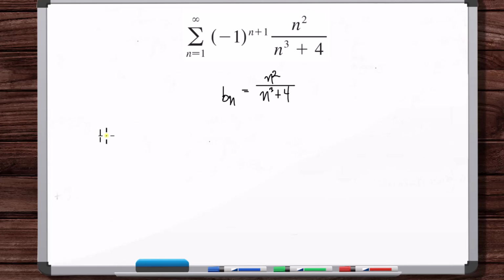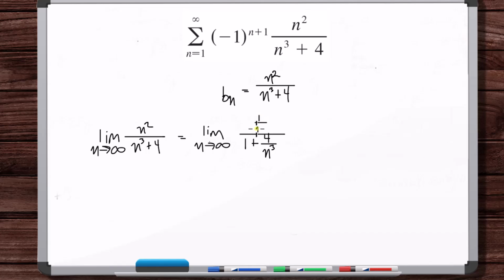So what is the limit as n approaches infinity? We divide the numerator and denominator by n cubed. As n goes to infinity, this goes to 0, this goes to 0, so this goes to 0, so this is convergent.